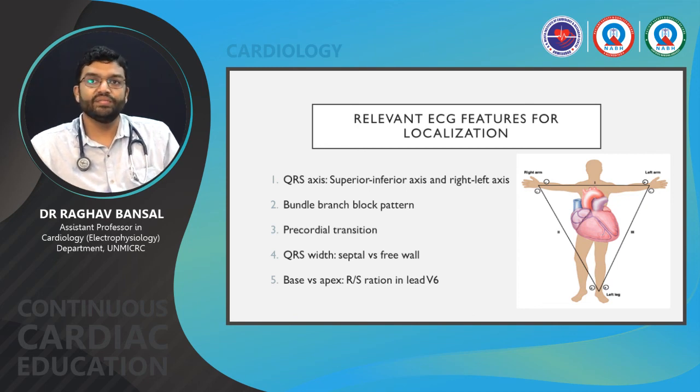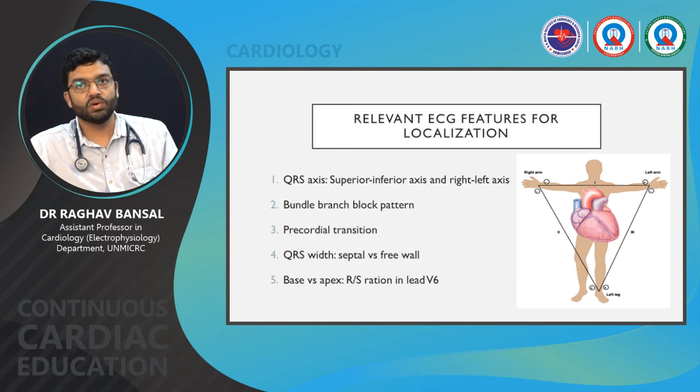We have to look at lead V6. Lead V6 points towards the apex, it's an apical lead. So any arrhythmia arising towards the base will give us a big positive deflection in V6 because the majority of the electrical activation is occurring towards lead V6. So we have to look at the RS ratio in lead V6.